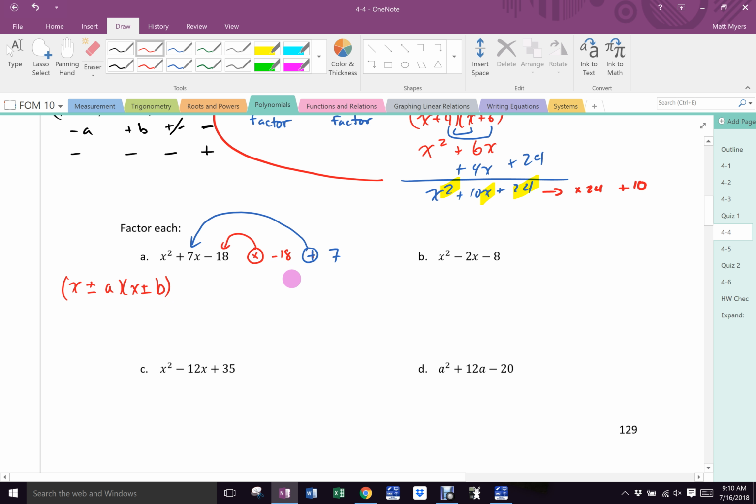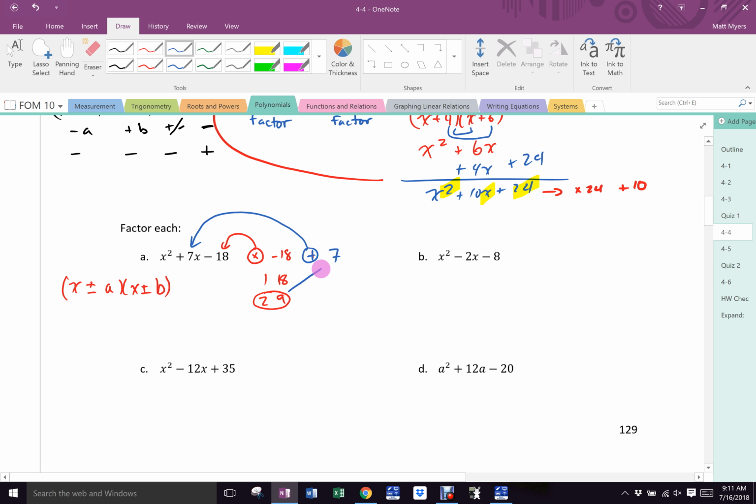So is it 1 and 18? 1 and 18. Will they make 7 in any way? No. What about 2 and 9? 2 and 9 will not make 7 in any way. 9 minus 2 will not be 7. It will be 7, won't it? So I know that it's that pair.